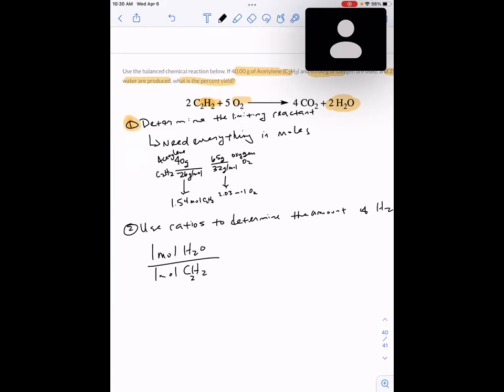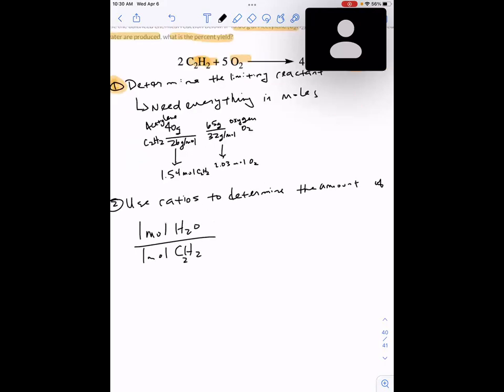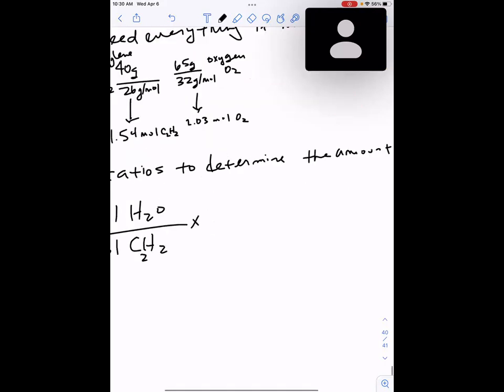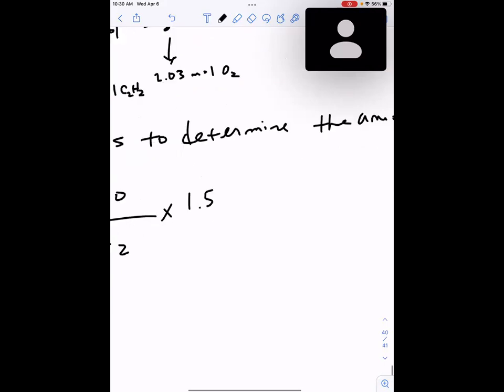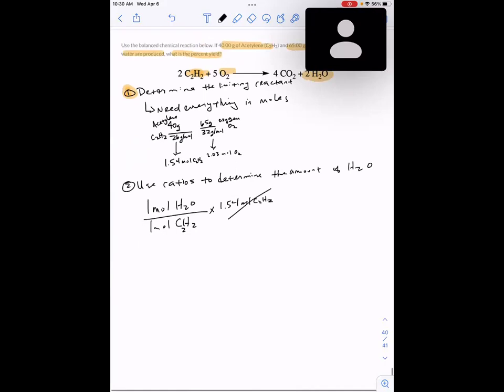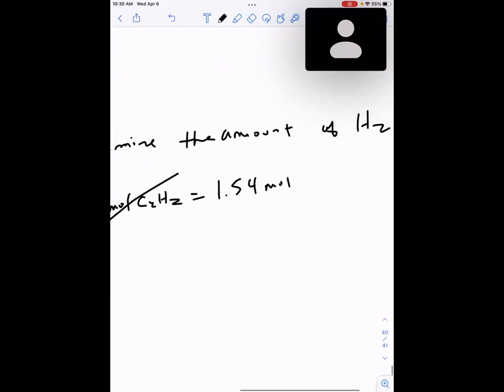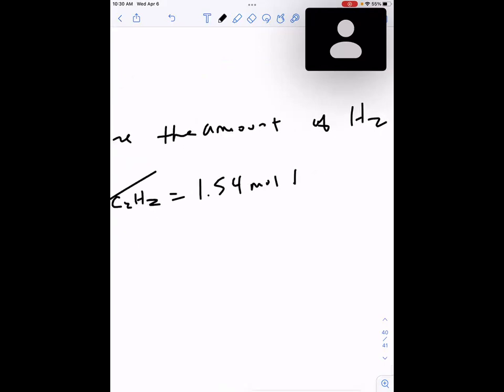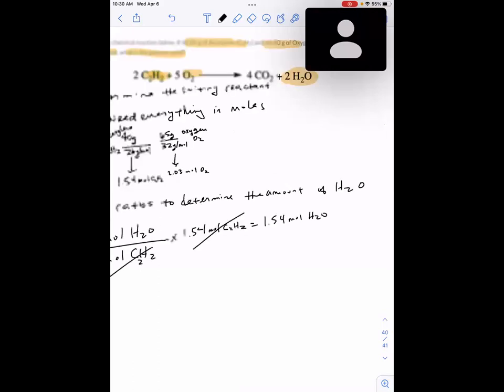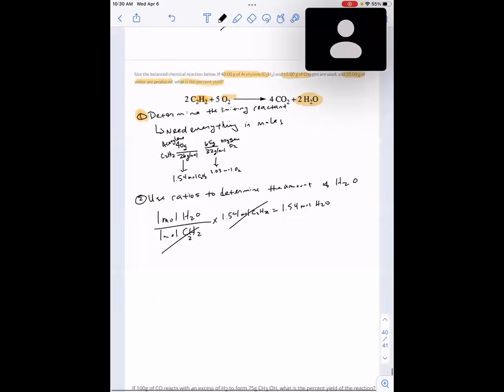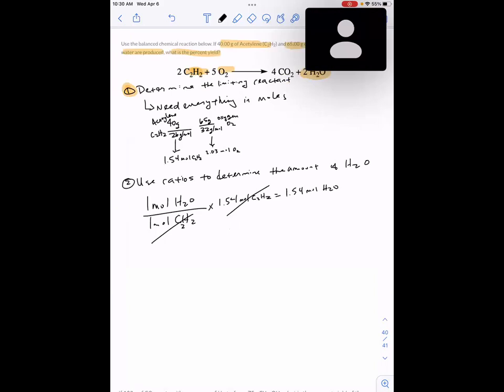And then I'm going to multiply this by the moles of acetylene we calculated up top, so 1.54 moles of C2H2, because I want to cancel that. So that's going to cancel, and obviously it's going to be the same number, but water and not C2H2. All right, 1.54 moles of water. That's how much water acetylene is going to give me.